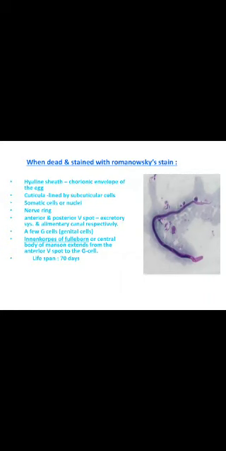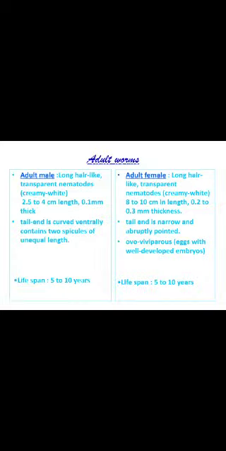This microfilaria can remain in the circulation for about 2 to 3 months, so around 70 days is the lifespan. Now coming to the adult worms. The adult male is a long hair-like transparent nematode, again like thread, seen in the lymph nodes or the lymphatic vessels, around 4 centimeters in length. The tail end has 2 spicules of unequal length, which help to hold the female worm during copulation, and it will remain in the lymph nodes or the lymphatic vessels for around 5 to 10 years.